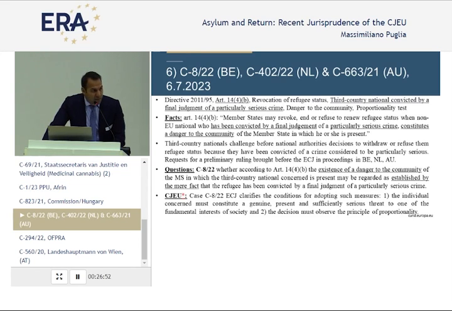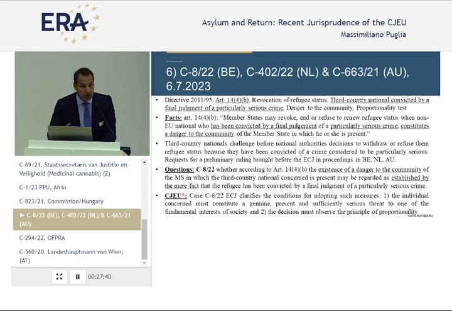The main question brought in the first case is whether, according to this article, the existence of a danger to the community of the member state in which the third country national concerned is present may be regarded as established by the mere fact that the refugee has been convicted by final judgment of a particularly serious crime. Concerning the question referred by the Council of State of Belgium, the court holds that the existence of a danger to the community of the member state cannot be regarded as established by the mere fact that the person concerned has been convicted by a final judgment of a particularly serious crime.